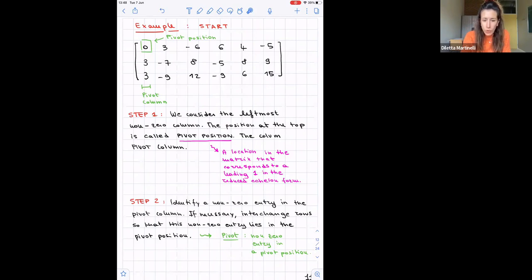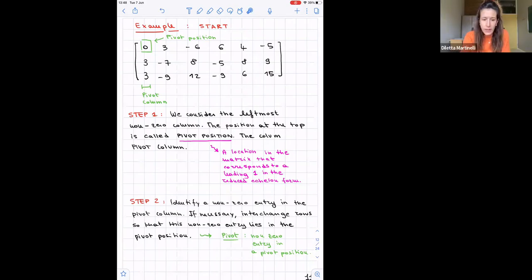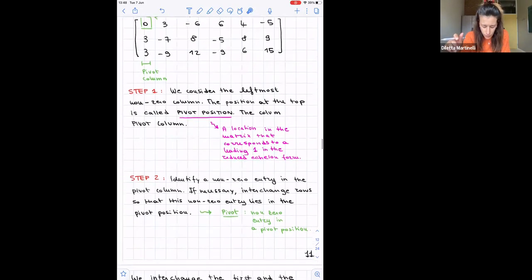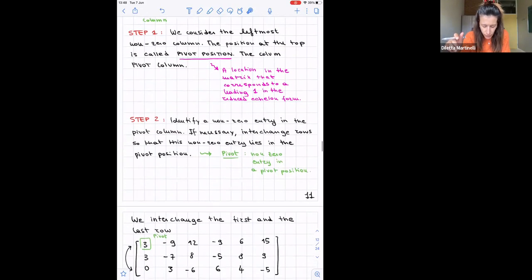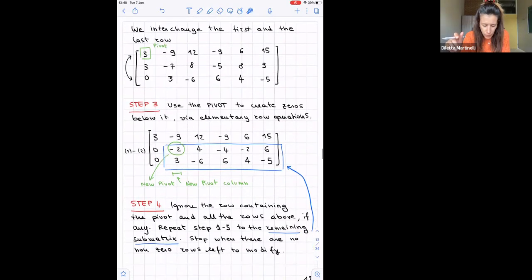So what do we have to do? What is the next step now? We have to make a non-zero entry in the pivot position. We may interchange row 1 and row 3. Exactly. Very good, Kurat. That's exactly what we have to do. So we interchange the first and the last row, and we get a new matrix. Here I just inverted them, and now we have our pivot here.